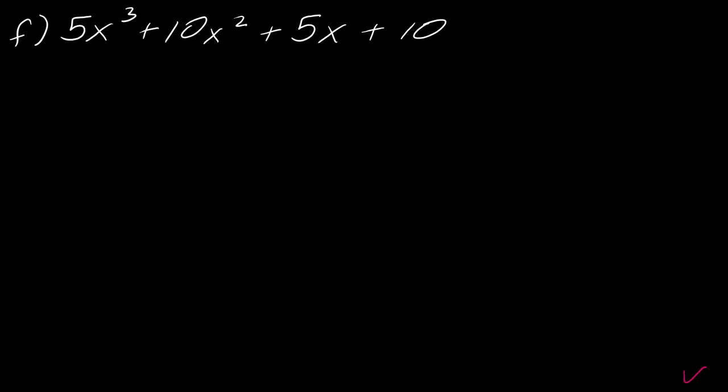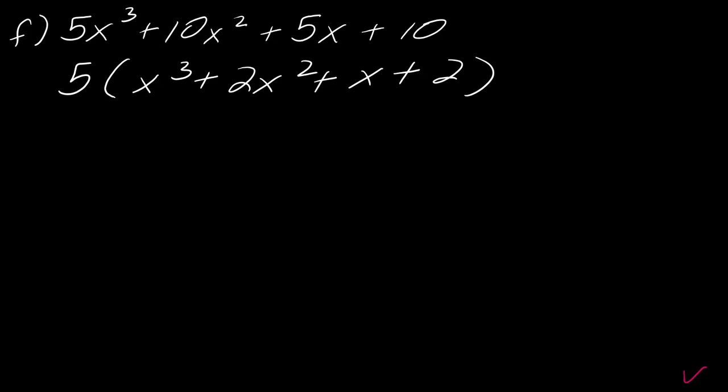So once again, you can go ahead and pause the video and play when you're ready. You might notice here that there actually is a GCF, and so you can factor that out right away if you want. So I'm going to do that in this case. I'm going to factor out the 5. Then I'm left with x cubed plus 2x squared plus x plus 2.